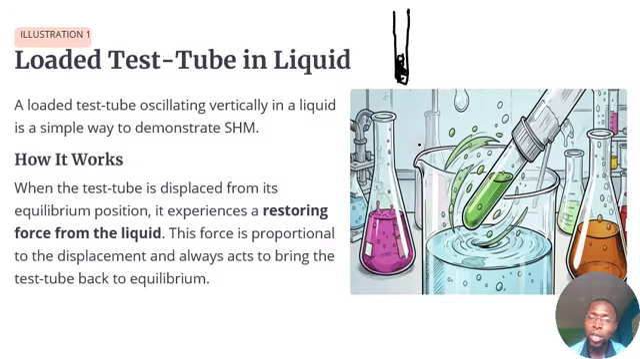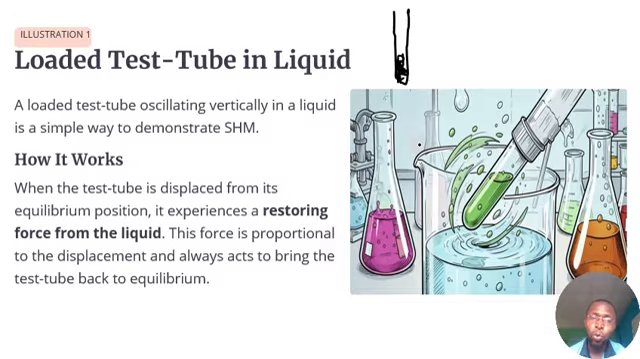After loading it, you take the loaded test tube and put it in a liquid. If you put it in a liquid and you press it inside that liquid, it will be moving up and down in that liquid. That up and down movement is also an example of simple harmonic motion. It will not continue to move up and down forever because there is a force called the restoring force that will want it to come back to its equilibrium position, whereby it will not move again.